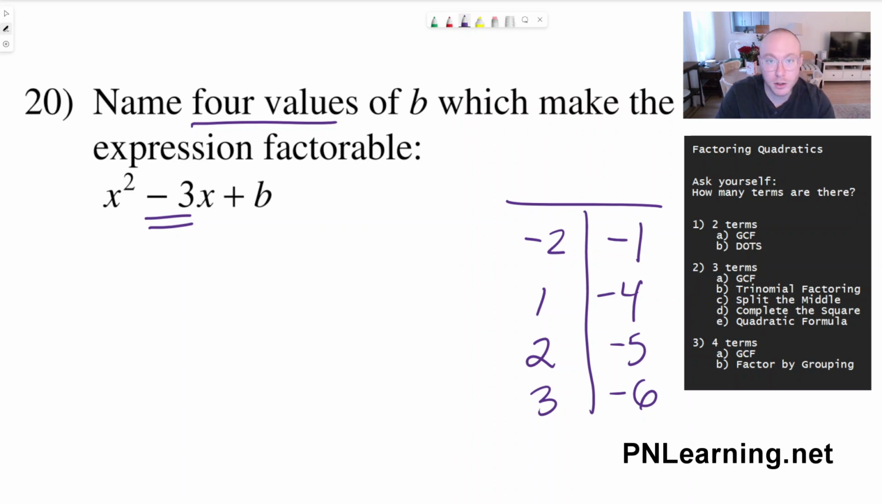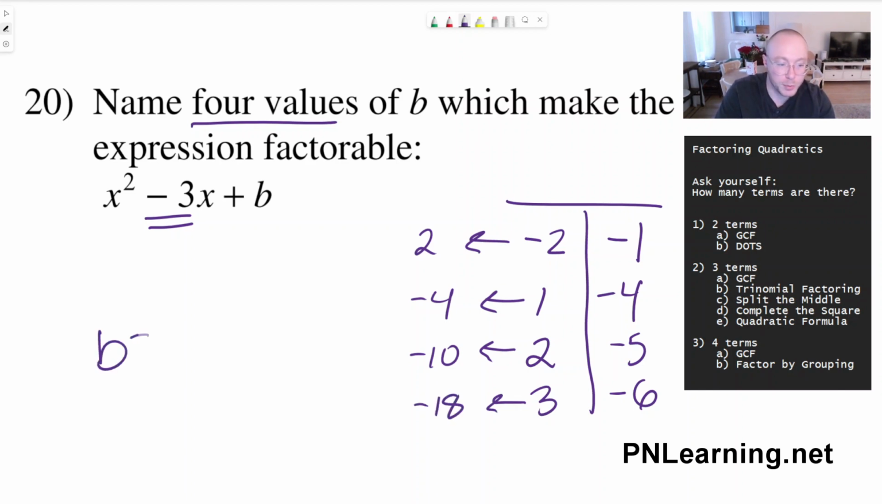So what number or C term, or in this case b value, would you get if these were the two factors? So negative 2 and negative 1, if you multiplied those, would give you positive 2. 1 and negative 4, if you multiply those, would give you negative 4. 2 times negative 5 would give you negative 10. And 3 times negative 6 would give you negative 18. So our possible b values here could be 2, negative 4, negative 10, and negative 18. You could probably come up with a lot of different answers for this question, but that's just how you'd want to think about it. You're kind of backwards engineering the question for number 20, and that's why it's a critical thinking question.